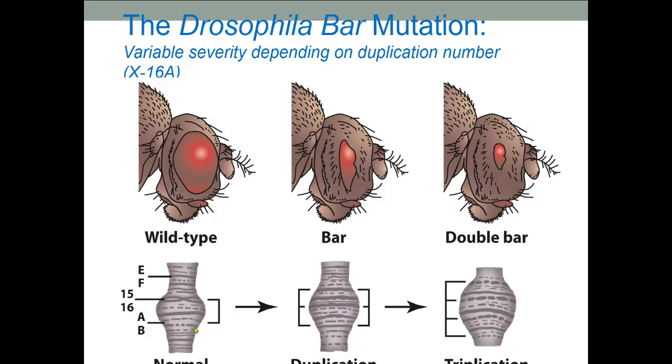In a normal fruit fly, the chromosome would look like this. If that region is duplicated, and this is the 16A region that we're talking about right here, we get this bar. And if it's triplicated, we get what's called a double bar, so it's more severe. So we can impute from this that whatever controls the shape of the eye is represented by a gene that's in that segment, and that the higher expression level of that thing, whatever that thing is, causes more and more of this genotype to occur.